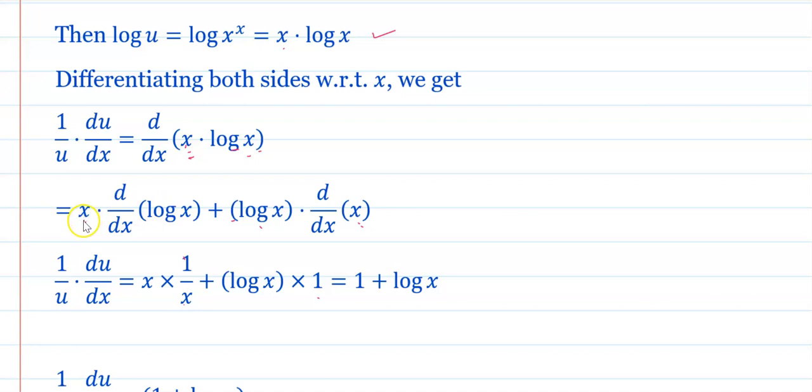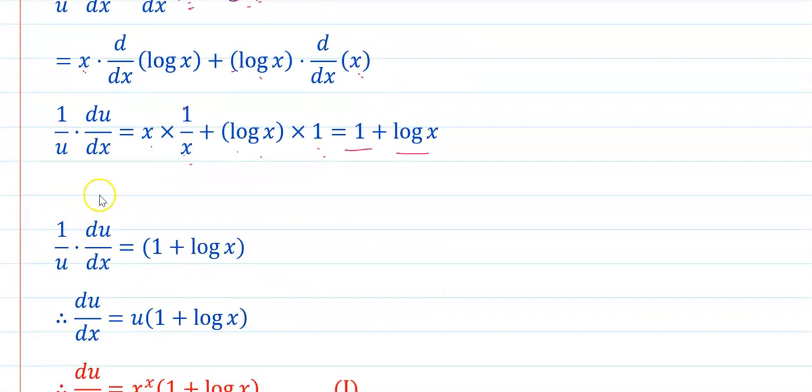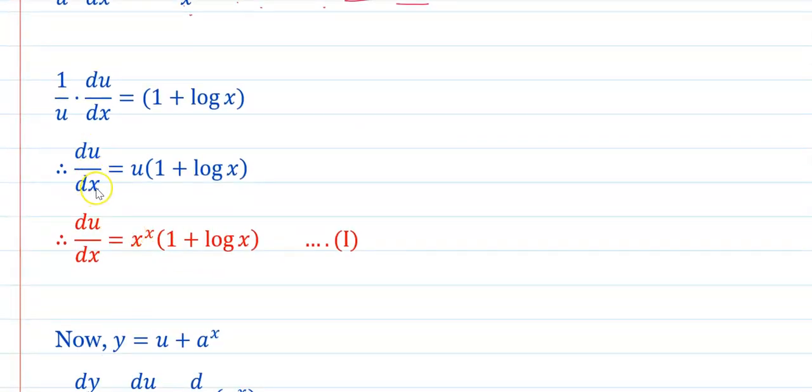Therefore, you will get here x into derivative of log x is 1 upon x, that is x into 1 upon x. Log of x, derivative of x is 1. Here x will cancel. Overall, you will get 1 here and here log of x. And therefore, 1 upon u into du by dx is equals to in bracket 1 plus log x. And therefore, du by dx is equals to u in bracket 1 plus log x. This is the expression number 1. Substitute the value of u. What is u? x raised to x.